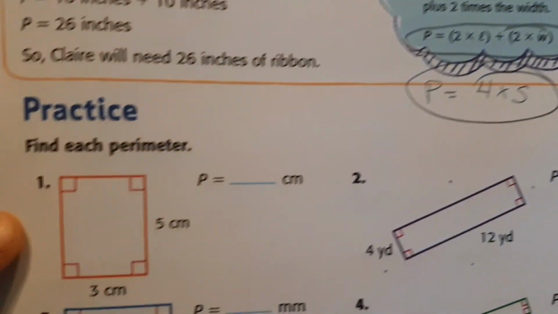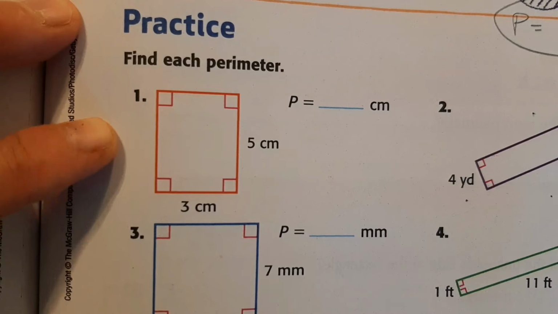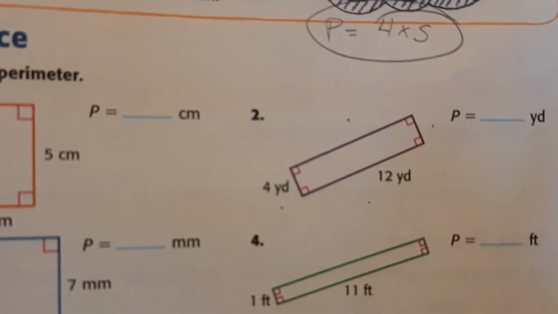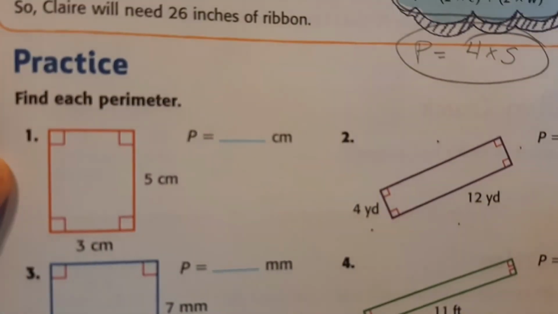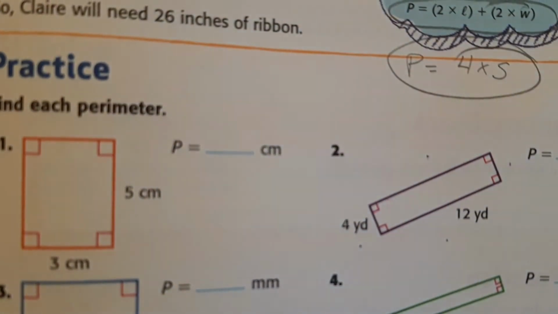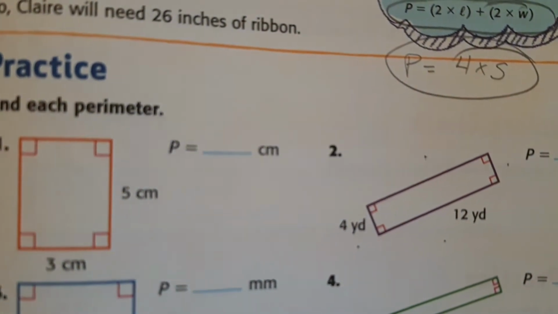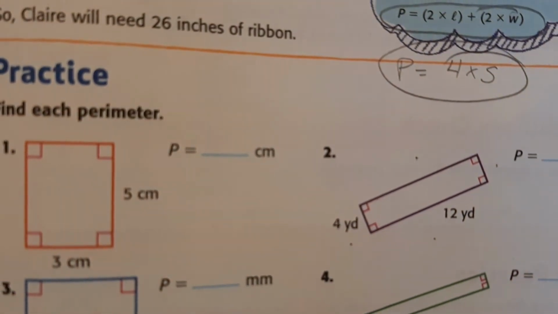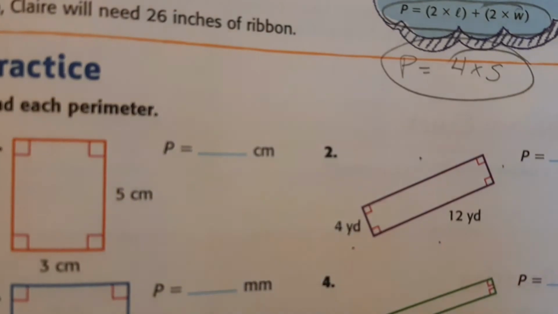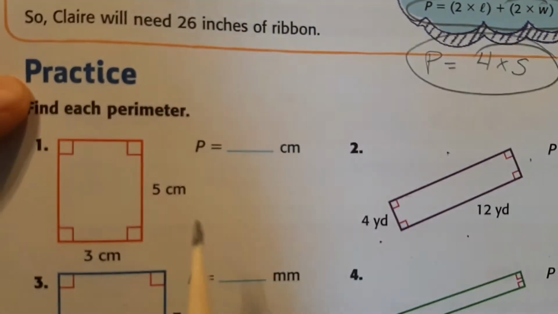Now what I want you to do is solve 1, 2, 3, and 4. Find the perimeter, stop the video, find the perimeter, and then start the video again. Okay, so let's take a look.